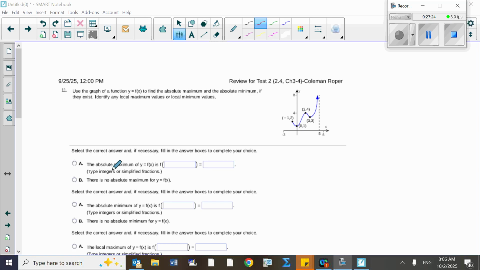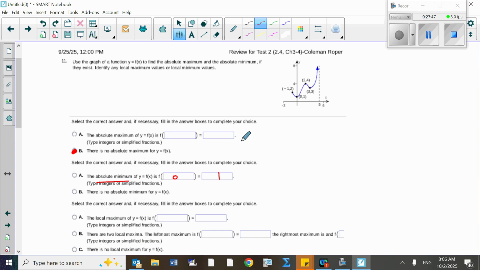Okay, next one is asking us to find the absolute maximum. There is no absolute maximum here because we have an arrow here that is going to infinity. So that means there is no absolute maximum. Is there any absolute minimum? Yes, that's this one, so 0 and 1. So I'm going to write f of 0 is equal to 1.